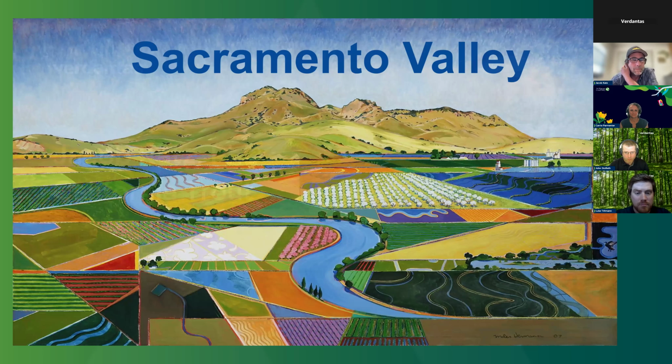So the Sacramento Valley, as you probably all know, is the northern lobe of California's Great Central Valley, sandwiched between the great uplift of the Sierra Nevada to the east and the Coast Range to the west.